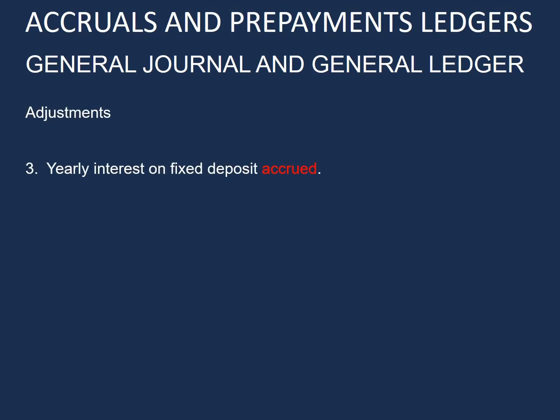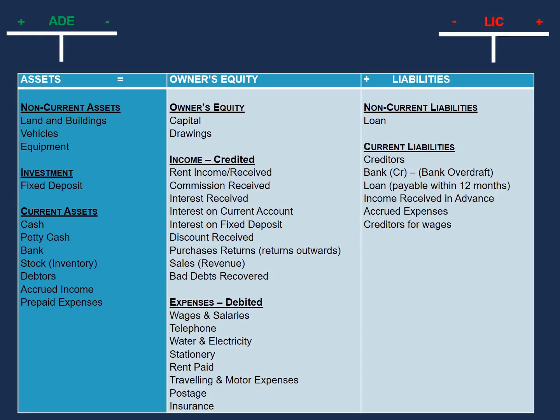Our next adjustment is yearly interest on fixed deposit accrued. The one account we have is accrued income because we received less, and our accrued income is a current asset, and our assets will increase on the debit side. And the second account we have is interest on fixed deposit. That is an income, and since it's accrued, it means we have to add, and our income increases on the credit side. Now let's go ahead and post that in the general journal.